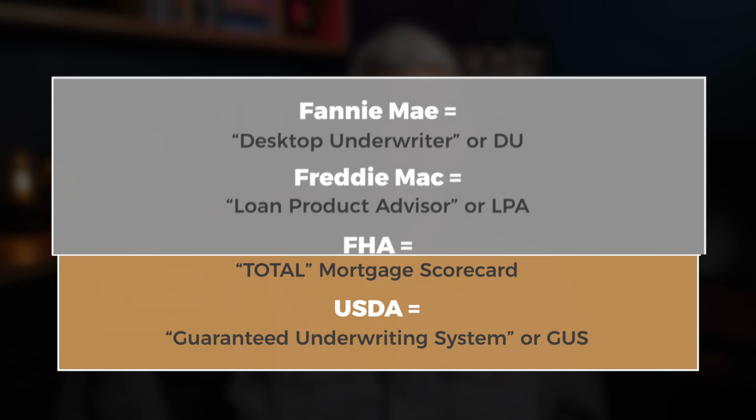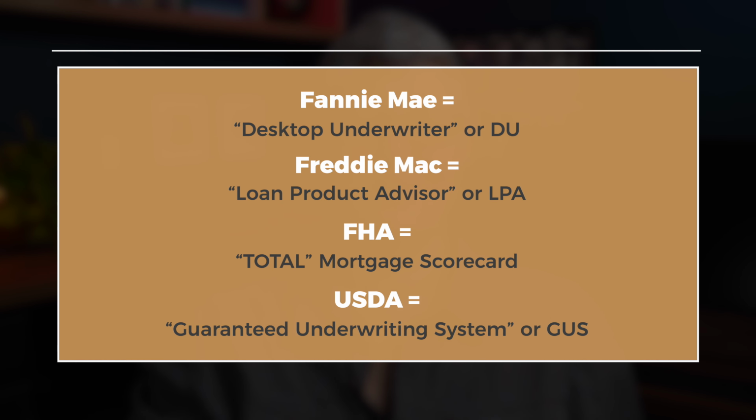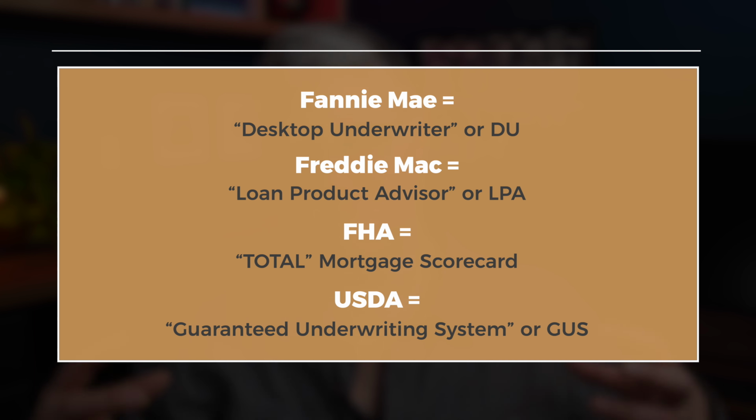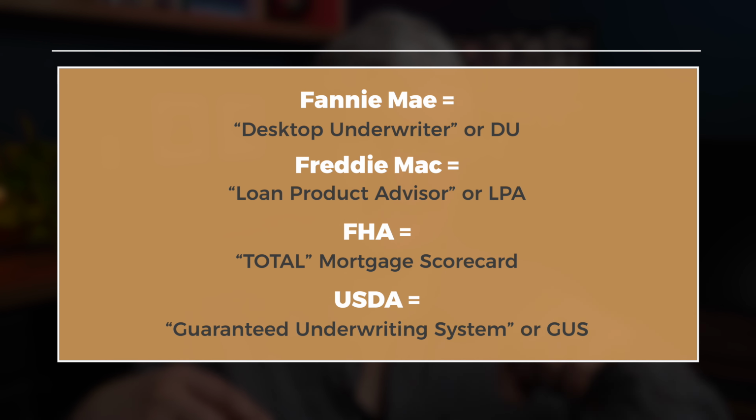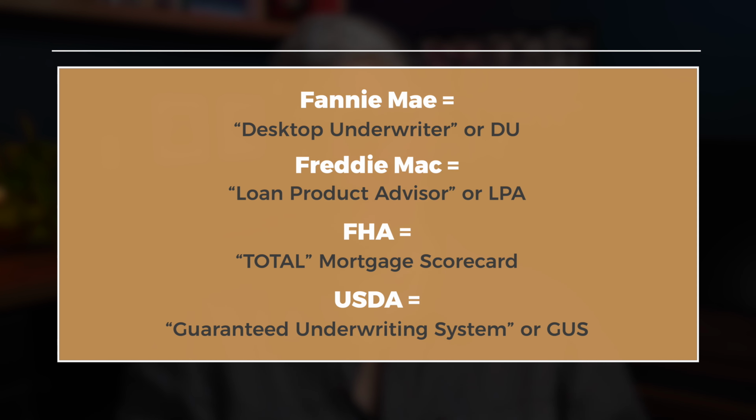And just to run through the names so you know them, Fannie Mae calls their automated underwriting system Desktop Underwriter, or DU for short. Freddie Mac used to call theirs Loan Prospector, or LP, but at some point they changed that to Loan Product Advisor, or LPA, and FHA and VA have embedded their systems into DU and LPA. FHA calls theirs Total Mortgage Scorecard. Total is an acronym for Technology Open to Approved Lenders. We just love acronyms in lending.